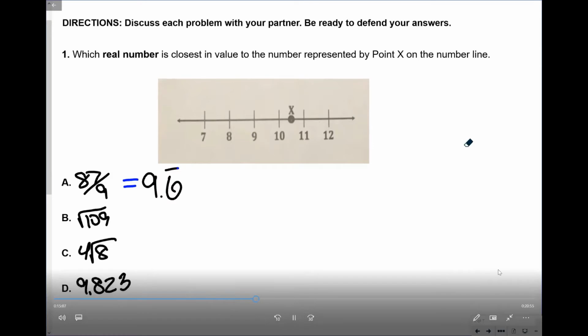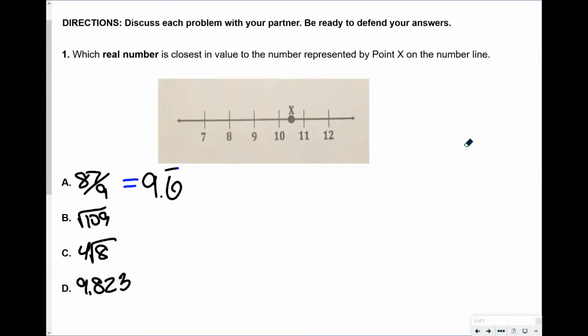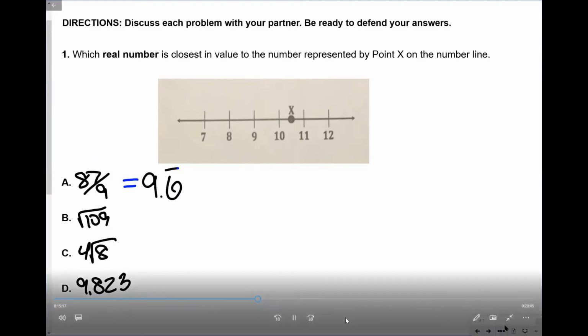That cannot be our answer because that is not between 10 and 11. So that's not right. We're not going to choose. And if we look onto our number line, it is between 10 and 11. So that's a possible answer. So we will come back to that.